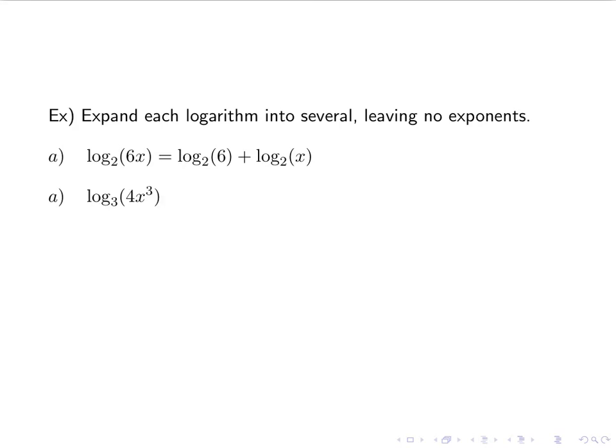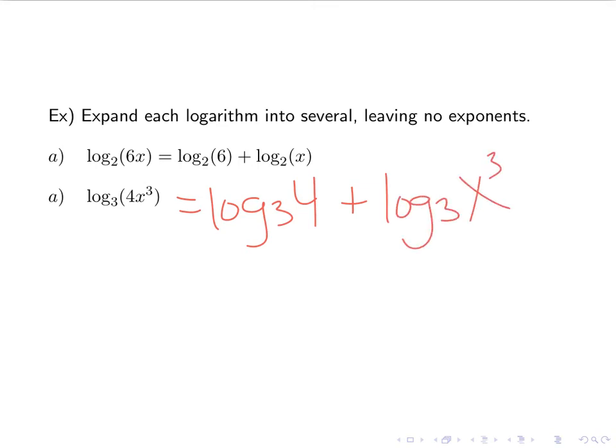Log base 3 of 4x cubed. So here I have two operations. I have a multiplication and I have an exponent. You have to be careful because when you are separating them, you have to make sure you're separating them correctly. I have to get rid of the multiplication first because that exponent 3 is not being applied to the 4. So I'm going to separate it with the multiplication first. And then I'm going to take care of this exponent.